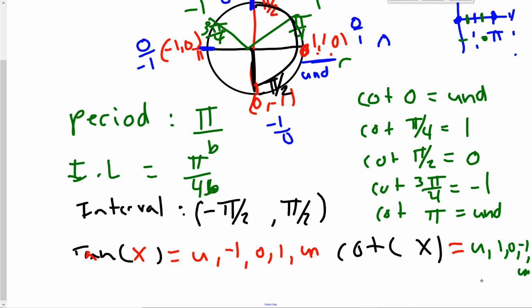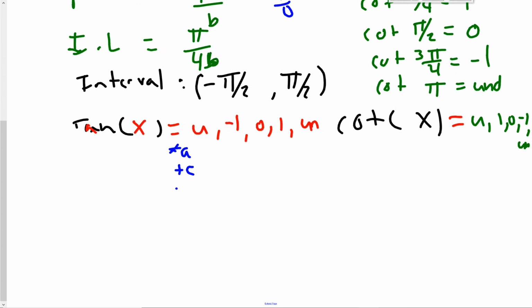Okay? So we're going to use those same y values just like we did on sine, cosine, and tangent. So we'll always multiply these by our a, and then add c to them to find our new y values. The undefined values will never change.